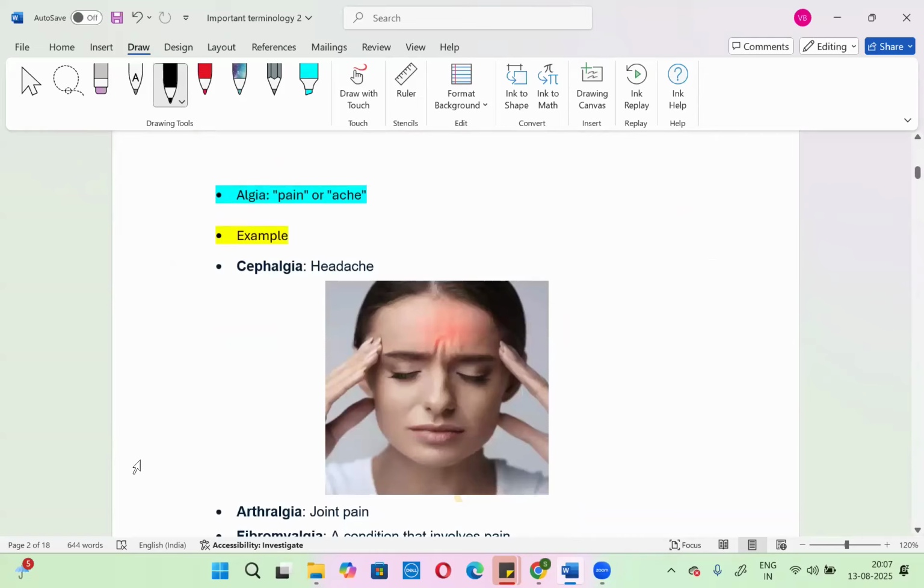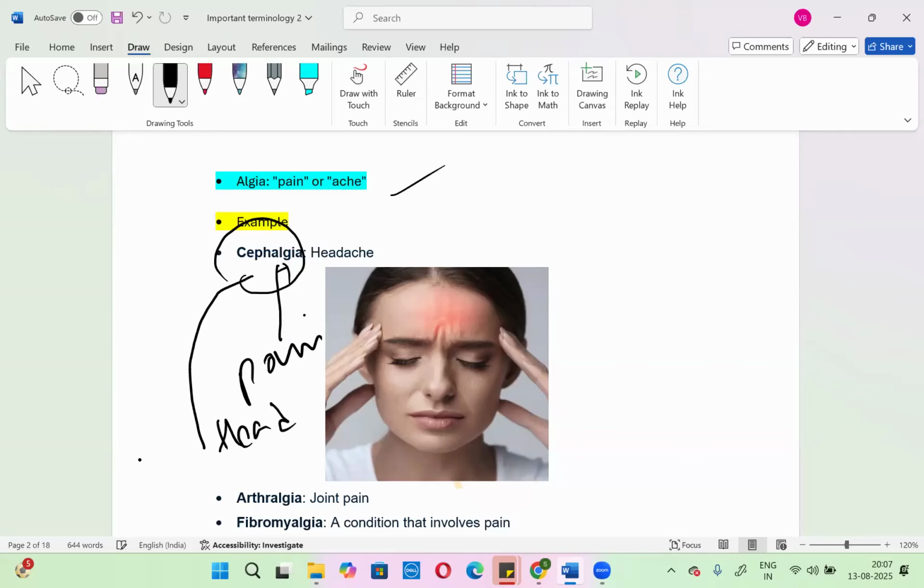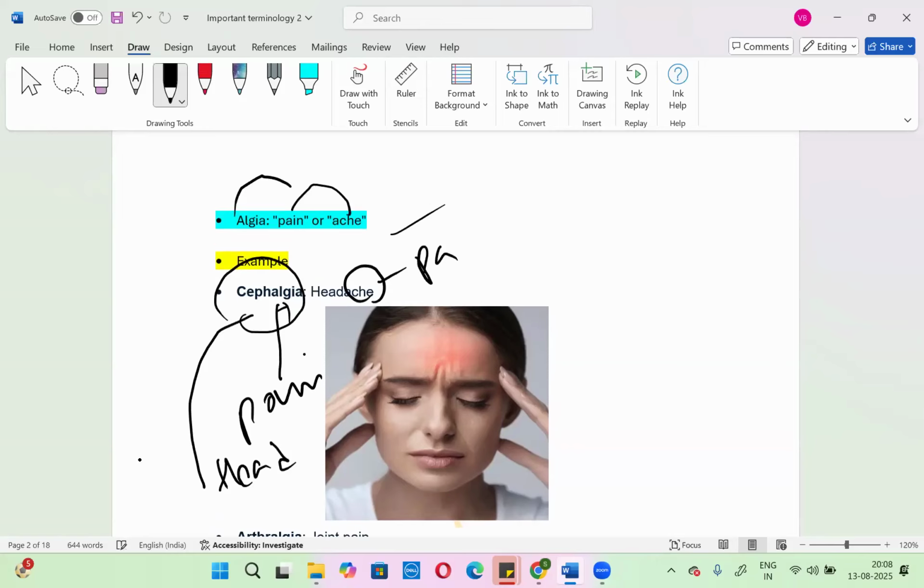Next comes algia. What is algia? Algia is pain, or we also call it ache. An example of this terminology is cephalgia. Algia is pain, and cephal is head. Where is the pain? Head pain, or headache. Ache is pain, algia is also pain. Both are the same.